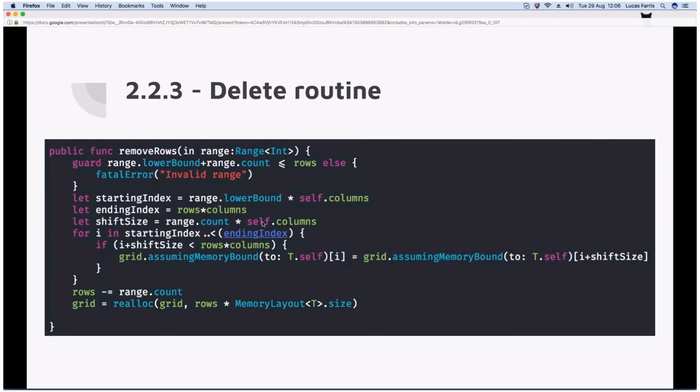Also, for an example of a deleting routine, if I want to remove rows in a range, what I'm doing here, but maybe there's another way, but this is an example, is manually shifting all the bits from this range and then reallocating the memory to the new size. I know this may look a little obvious, but it took a lot of time to figure out exactly how to work with the memory.